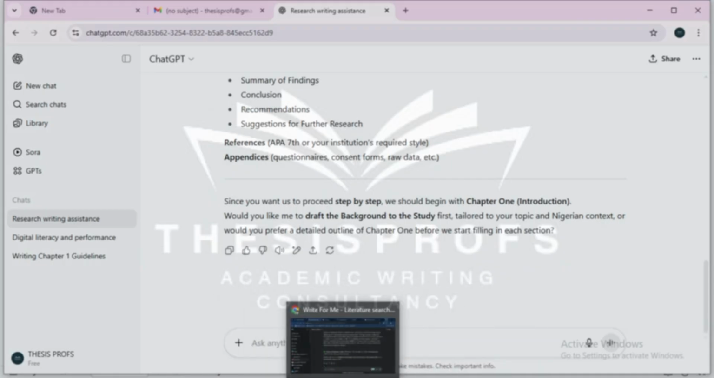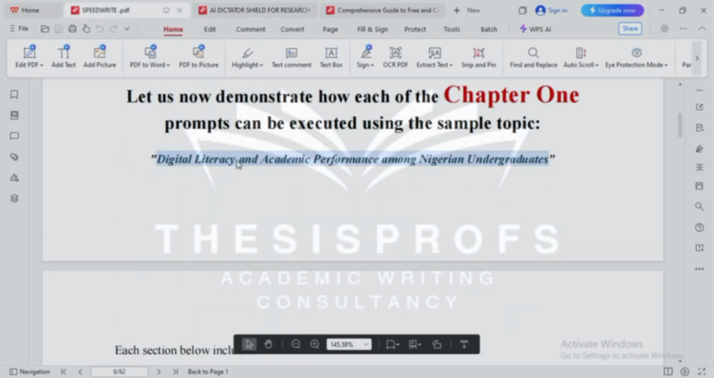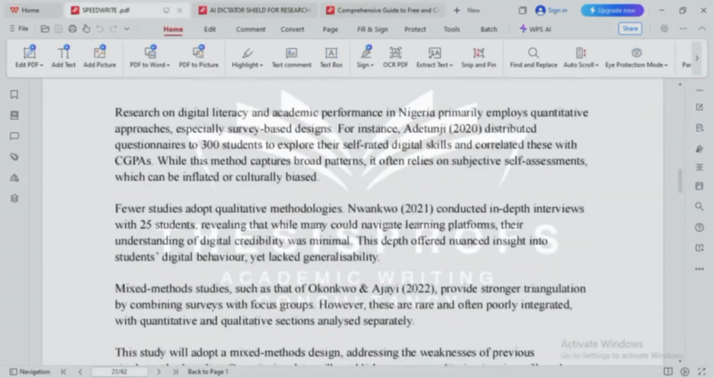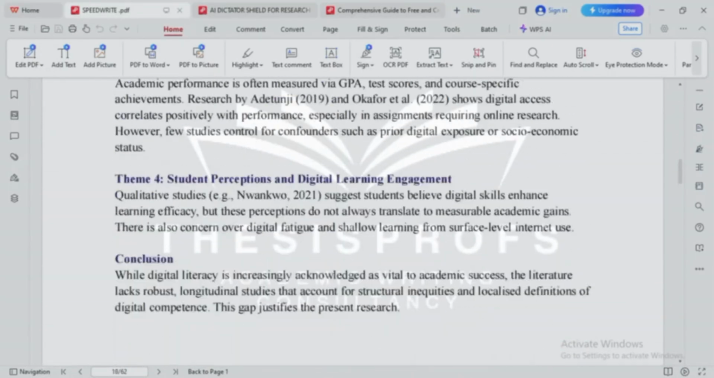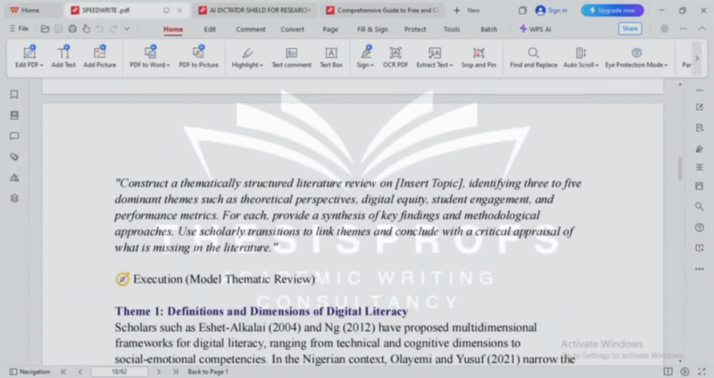So we're going to come back to this curated prompts. You can see this here now. So sorry about that. Okay, so here we are.